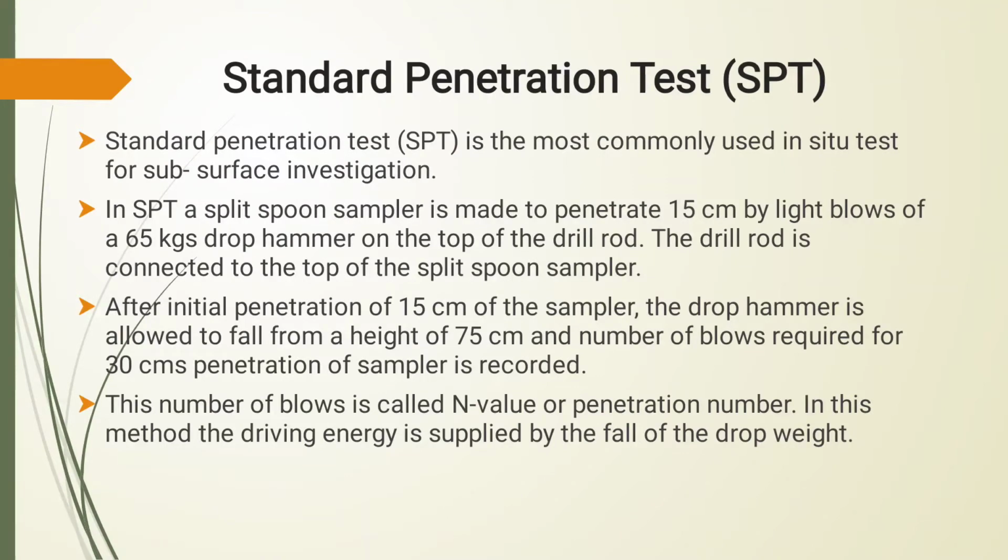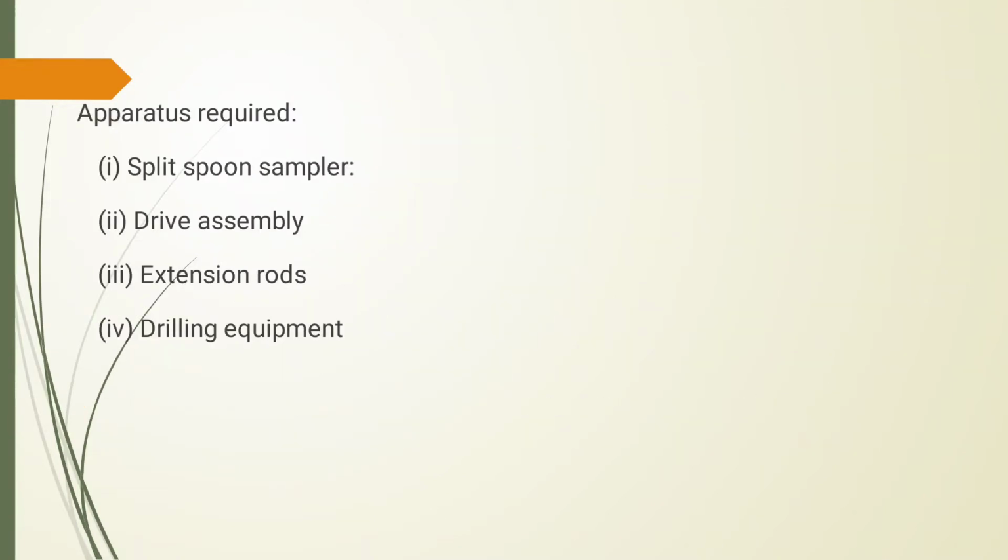Standard penetration test is represented as SPT and it is commonly used as an in situ test for subsoil investigation. It consists of a sampler, a hammer with a weight of 65 kg, a drilling rod for drilling purposes, and a driving tool. So the apparatus: split spoon sampler, driving assembly, extension rod and drilling equipment.